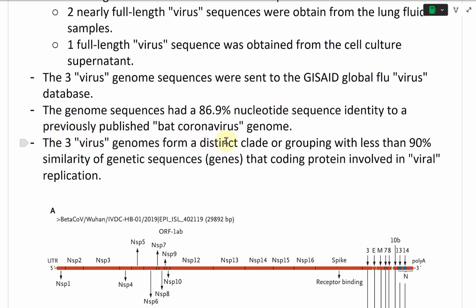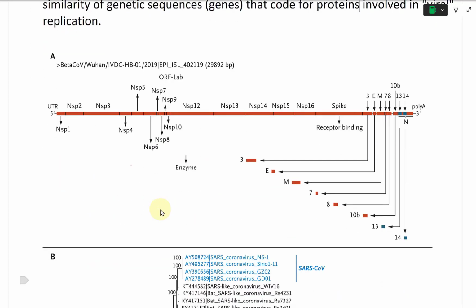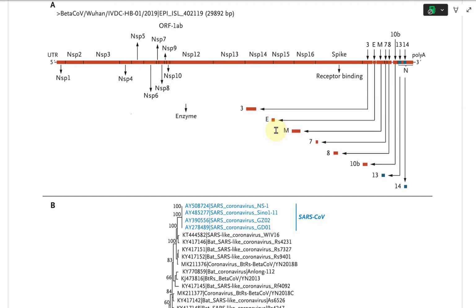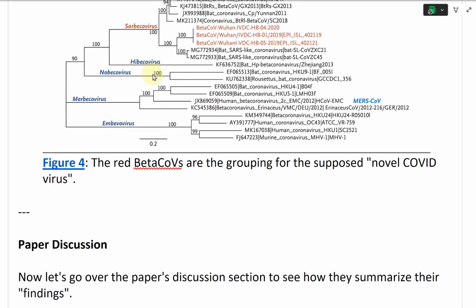The 3 virus genomes form a distinct clade or grouping with less than 90% similarity of genetic sequences of genes that code for proteins involved in viral replication. Yes, very interesting. So the main replication gene has less than 90% similarity, and that's why they're calling it a new coronavirus. It's not matching up with the other ones.